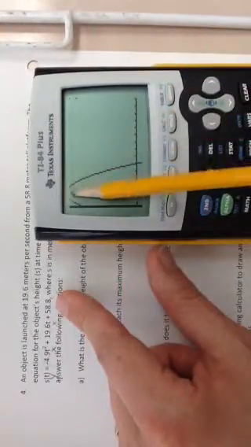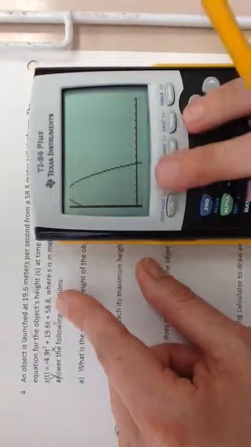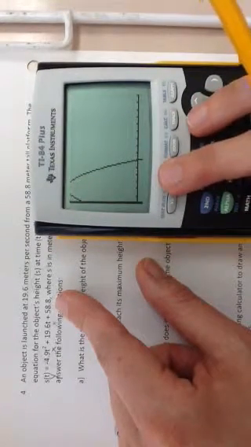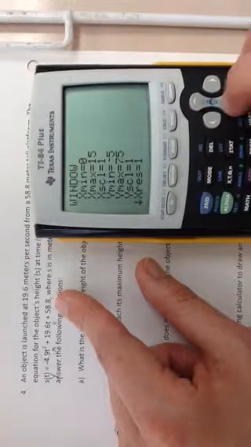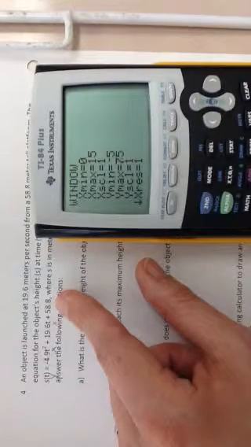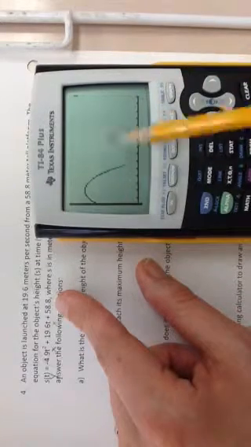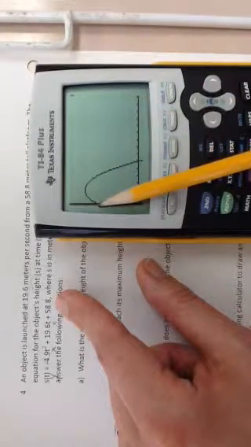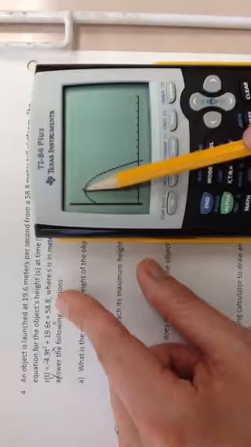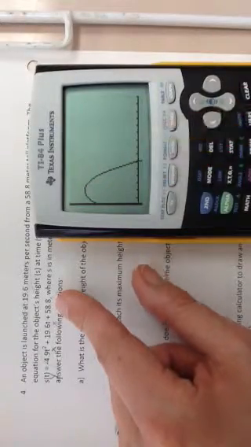Oh, notice I didn't get as high as I need to go. So I need to go back to my window and change it. I need to go higher, maybe 100. Let's see if that covers it. Okay, yep. So notice what happened. The object went up. It got to the highest point and then it came down and hit the ground, right?